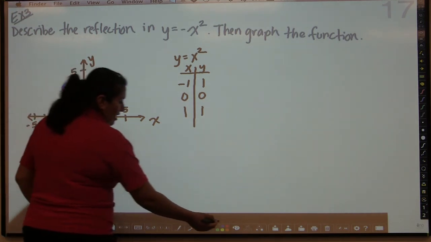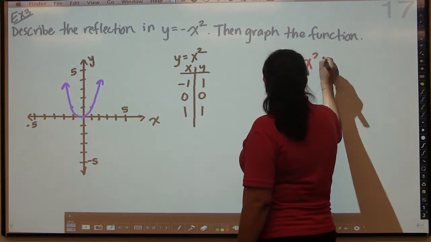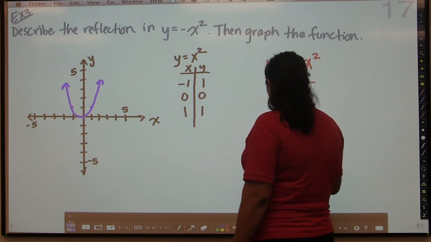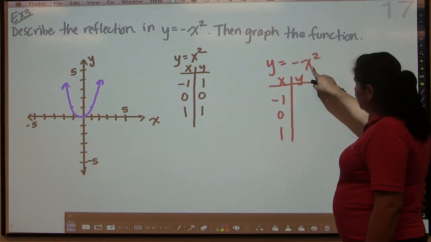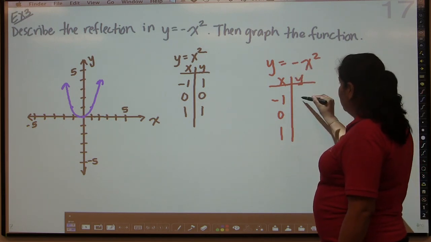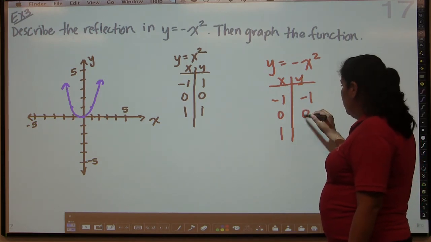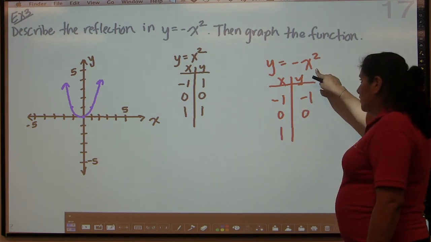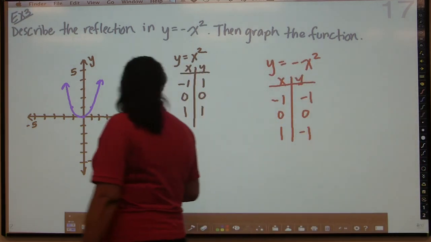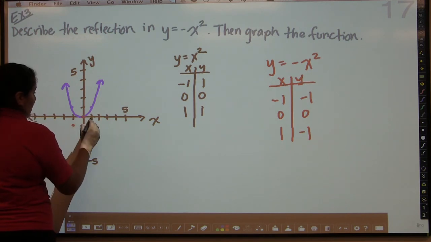But now when I graph y equals negative x squared, negative 1, 0, 1. What this is telling me to do is to take negative 1 times negative 1, which is positive 1, and then times it by a negative, which will be negative 1. 0 times 0 is still going to be 0, times a negative is still 0, but 1 times 1 is positive 1, and 1 times negative 1 will give me a negative. So now when I graph that, it'll be -1, -1. There's still 0, 0, and 1, -1.